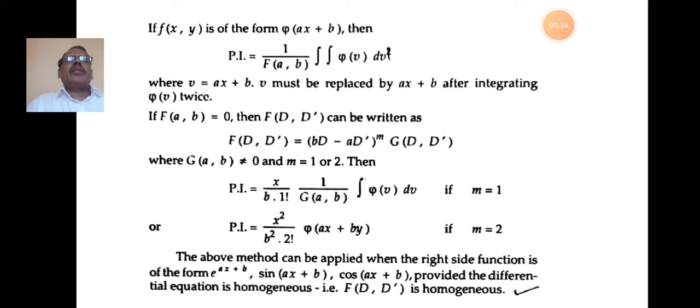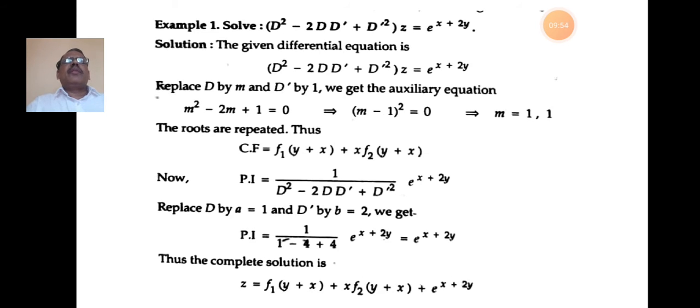If f(x, y) is of the form phi of (ax + b), then P.I. is equal to 1 by f(a, b) double integration of phi of v dv, where v is equal to ax + b. v must be replaced by ax + b after integration. So in this way, we can solve for finding the C.F. and P.I. First problem, we take the first problem.